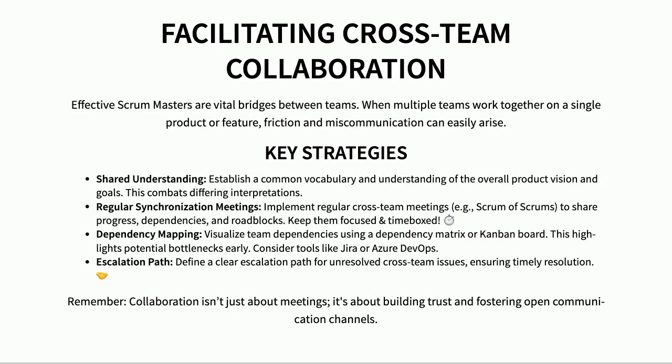Okay, let's talk about getting multiple teams working together smoothly. As a Scrum Master, you play a huge role in this. It's really important to make sure everyone is on the same page. That means building shared understanding of the big picture and what we're all trying to achieve. Regular meetings, like Scrum of Scrums, are fantastic for sharing updates and spotting potential problems before they cause delays.